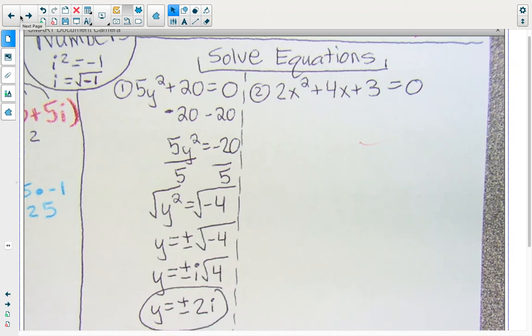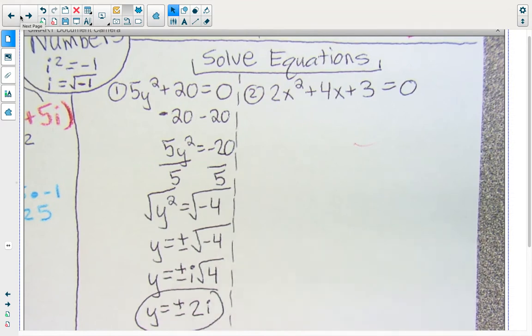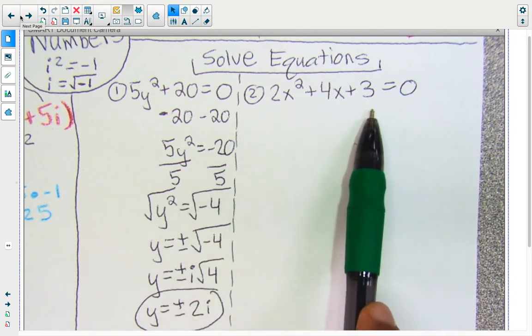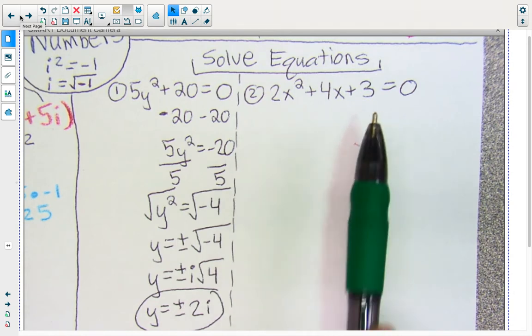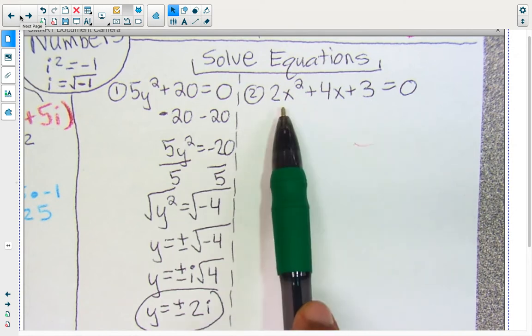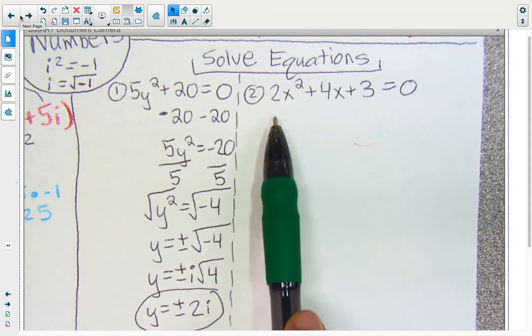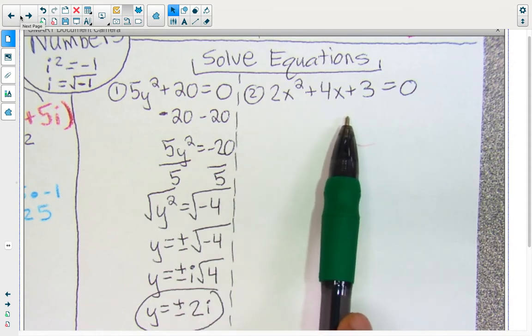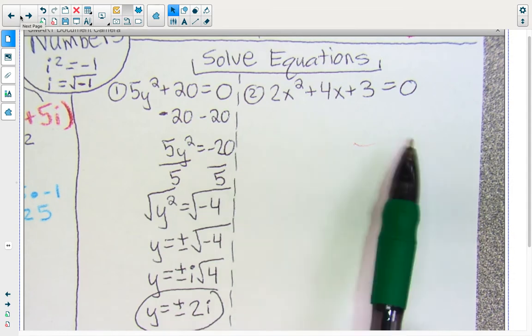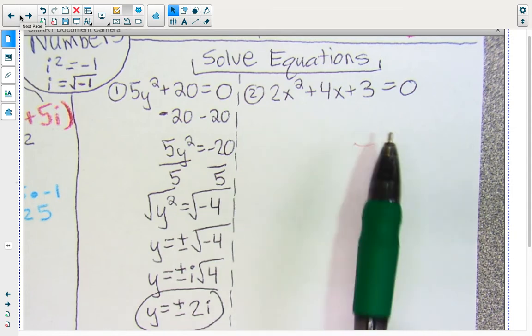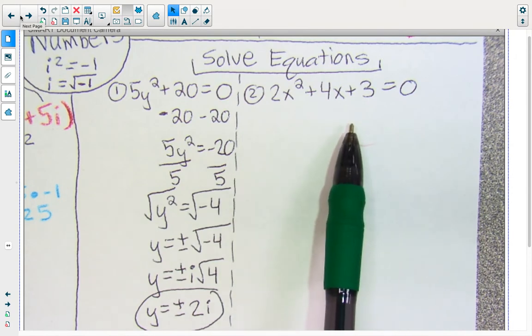So that's my answer. And last one, I have an equation over here that I can solve. If I were to graph this, it would not cross the x-axis, because it has some imaginary solutions in there. If I try to factor it, it can't be factored. If I try to take the square root of it, I cannot take the square root of it. So my other options are to complete the square or do quadratic formula.